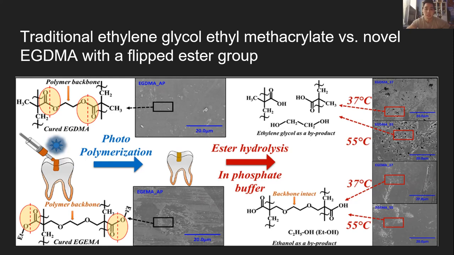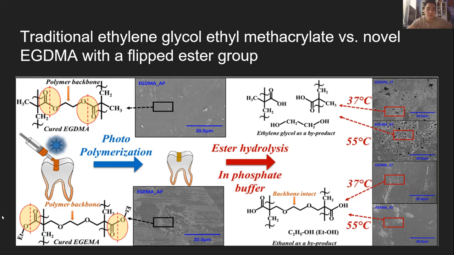It's very similar to EGDMA. The only difference is a flipped ester group. Instead of the ester groups being internal, they're external. On the top is the EGDMA, and on the bottom is the EGEMA. They're very similar in structure, but the ester groups are flipped externally and the backbone no longer consists of the ester groups. Since the hydrolyzation of the polymer backbone by the enzymes in our mouths affects polymerized ester groups, by flipping the esters externally, scientists predicted that the hydrolyzation would no longer break the polymers into monomers, leading to longevity of the retention of dental prosthetic cement.